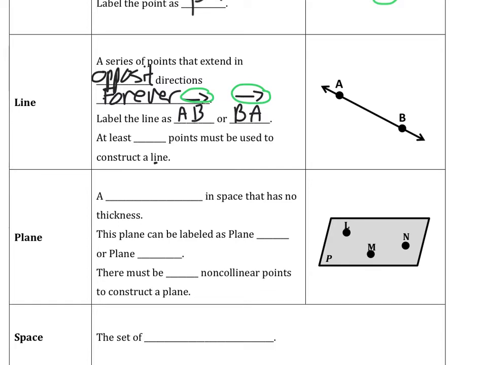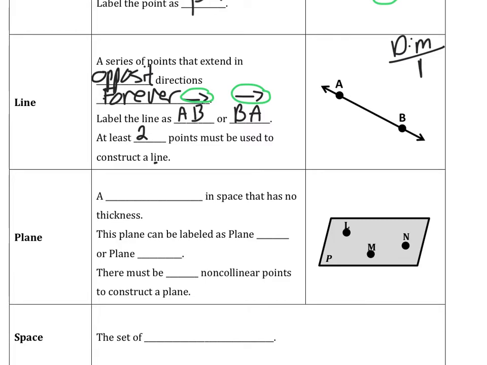When we're looking at this line, we must have at least 2 points in order to construct a line. Then if we're thinking about the dimensions of a line, this is a one-dimensional figure.